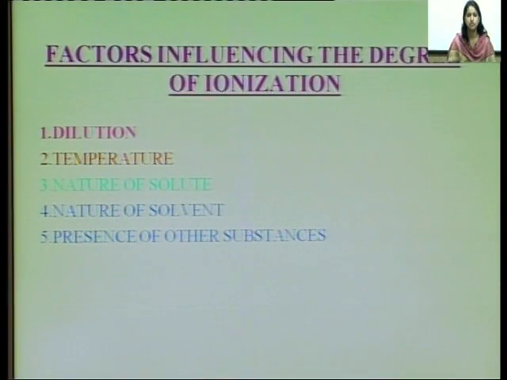So, what are the factors which influence the degree of ionization? The degree of ionization is basically influenced by 5 factors. I have explained it as the fraction of the total number of molecules which ionizes, represented by alpha. So, what are the factors? The first is dilution, the second factor is temperature, the third factor is nature of solute, the fourth factor is nature of solvent, and the fifth factor is the presence of other substances.